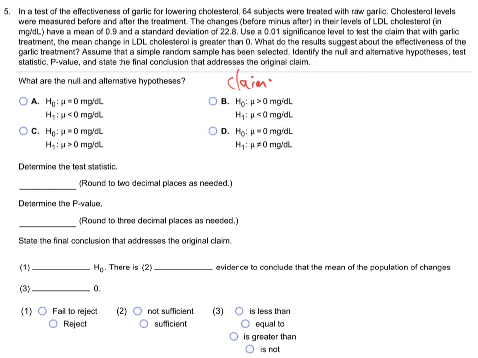So the claim. What is our claim? Where does it say that? Oh, here it is. Test the claim that the mean is greater than 0. Is that good? So I'm going to write mean greater than 0. Good so far?